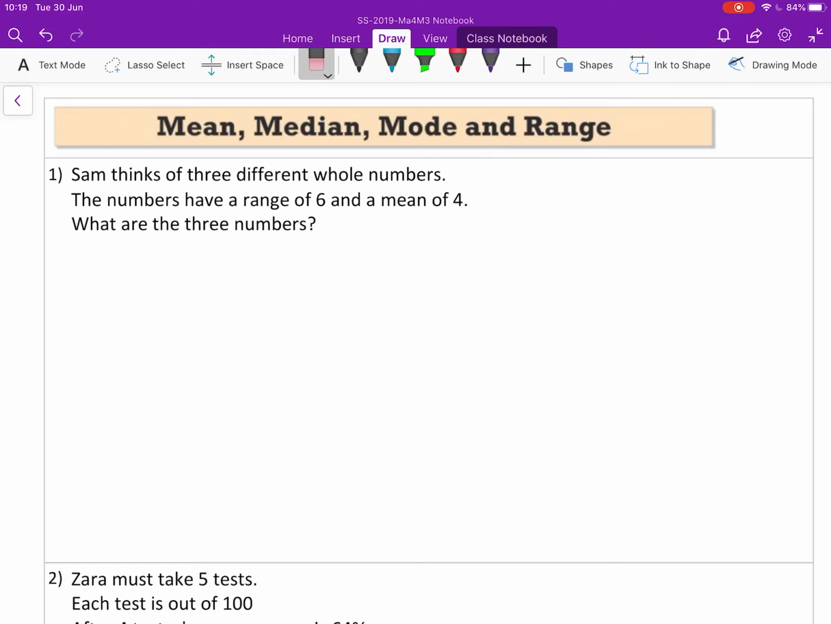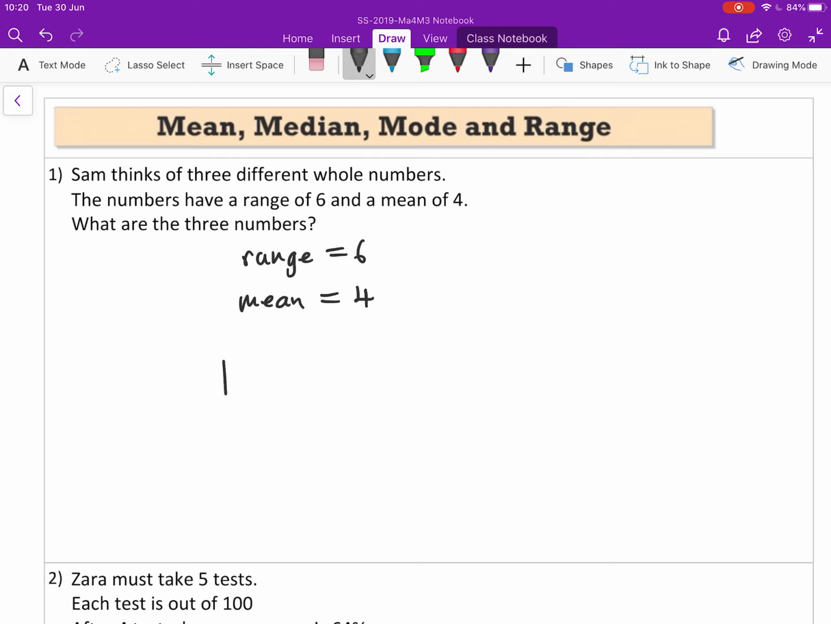So we have three questions here involving mean, median, mode, and range. The first one. You're told that Sam thinks of three different whole numbers. The numbers have a range of 6 and a mean of 4. So the range of the numbers is 6 and the mean is equal to 4. What are the three numbers?